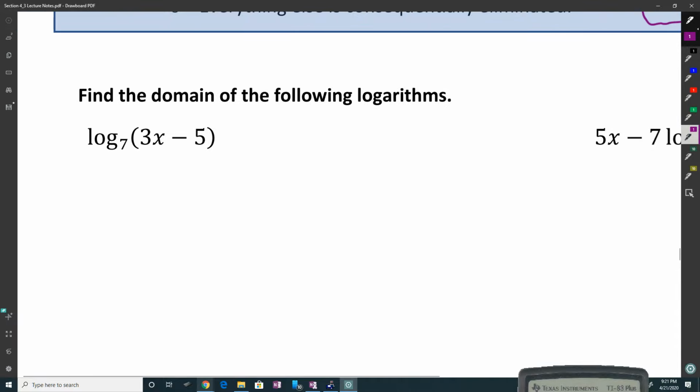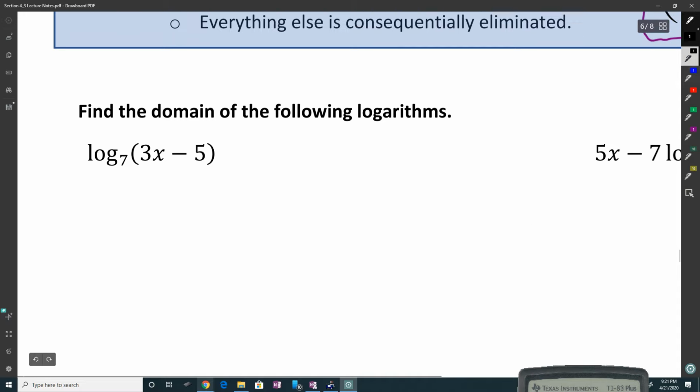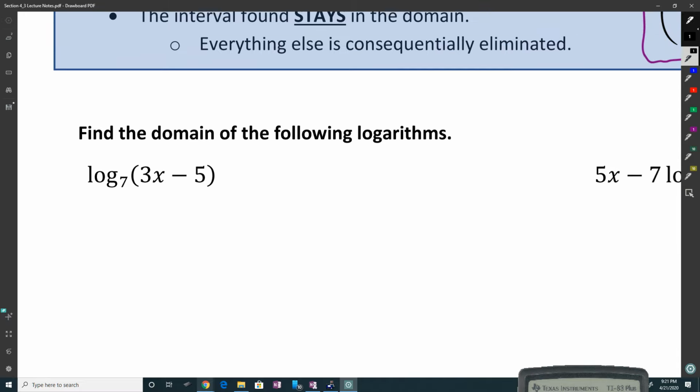So let's do some examples. Okay, so for this problem, looking at a graph will not count as credit. Just sorry to burst your bubble there.